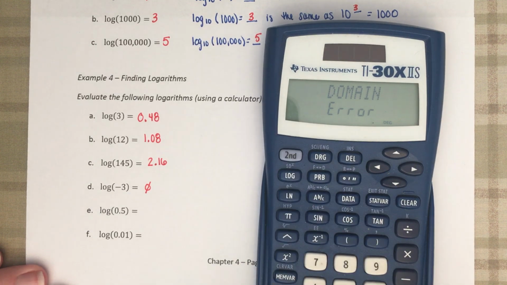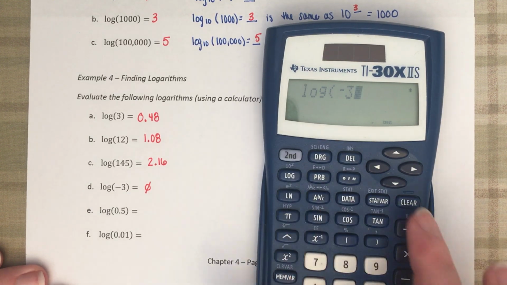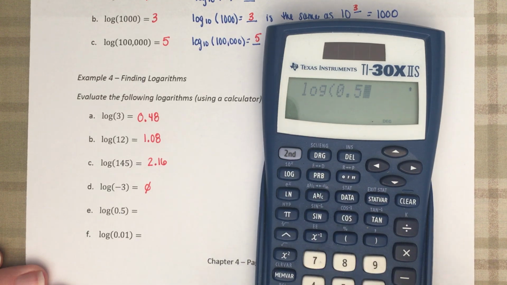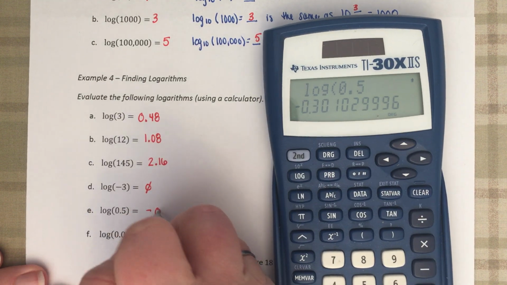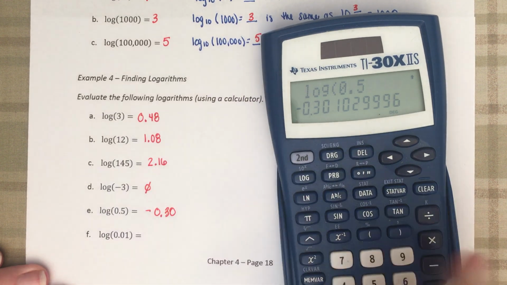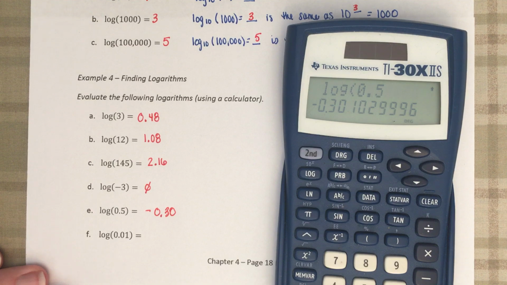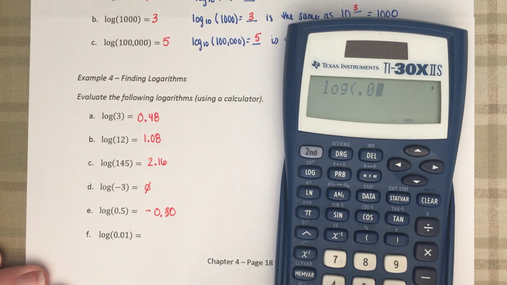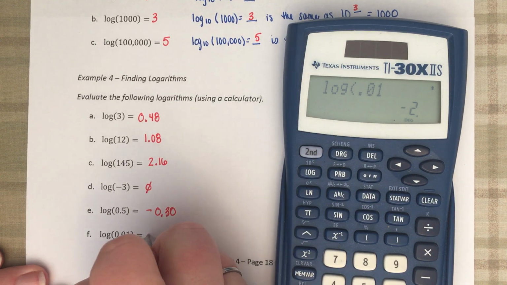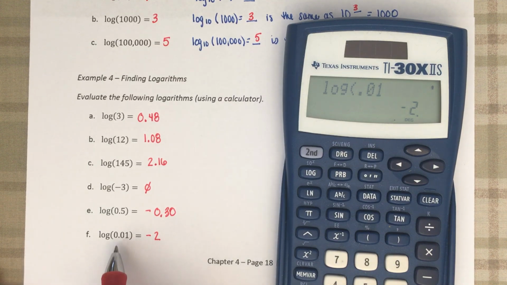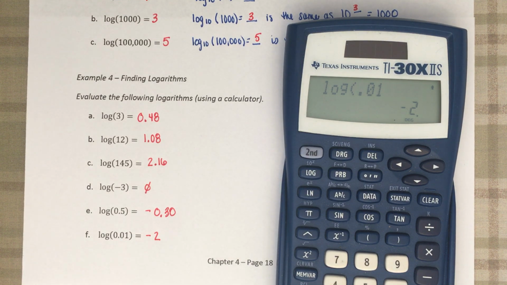We can, however, take the log of decimals. So our log of 0.5 is going to be -0.30. If we're taking the log of decimals, notice that we're going to get negative numbers for a result. And our log of 0.01 is going to be equal to -2. Technically, this is 10 to the -2 power. So negative exponents represent decimals or fractions. If we're taking the log of decimal numbers, we're going to get negatives for our values over here.